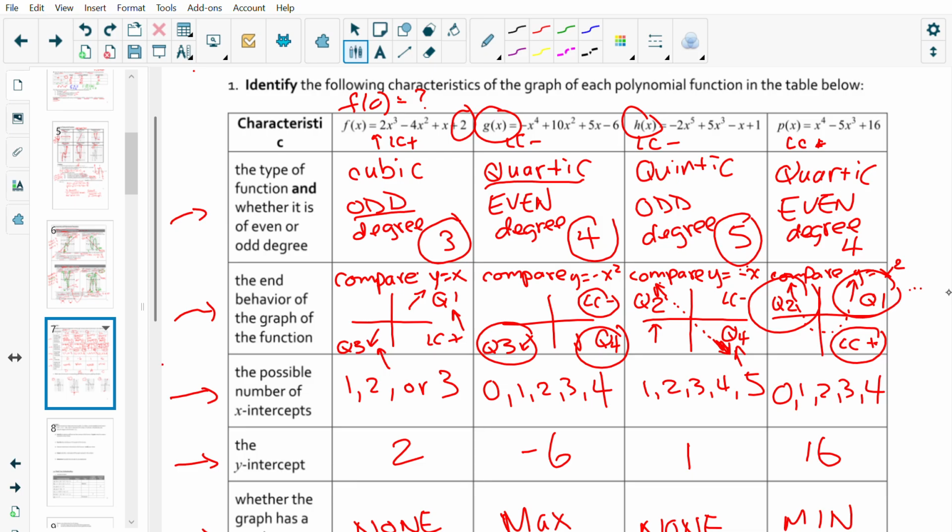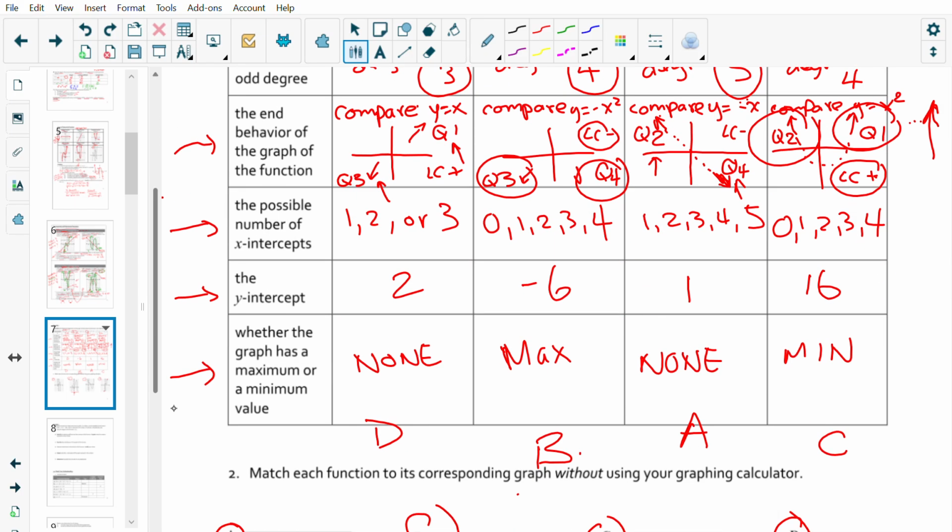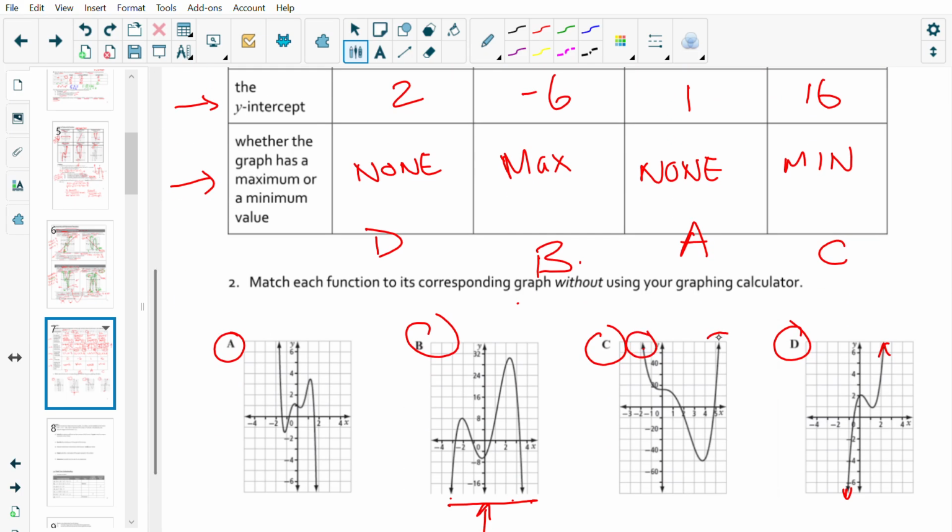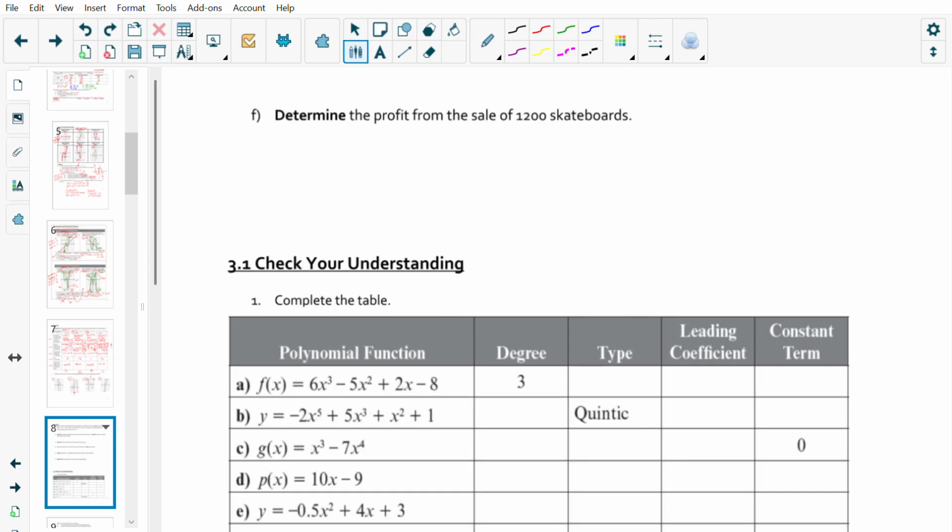We see that it starts in quadrant 2, ends in quadrant 1, it opens upward. Starts in quadrant 2, ends in quadrant 1, opens upward. Okay, so that has to be that final quartic function. All right, next page.